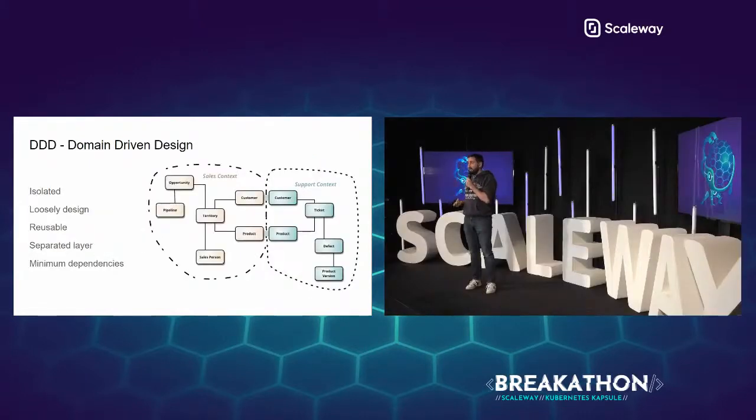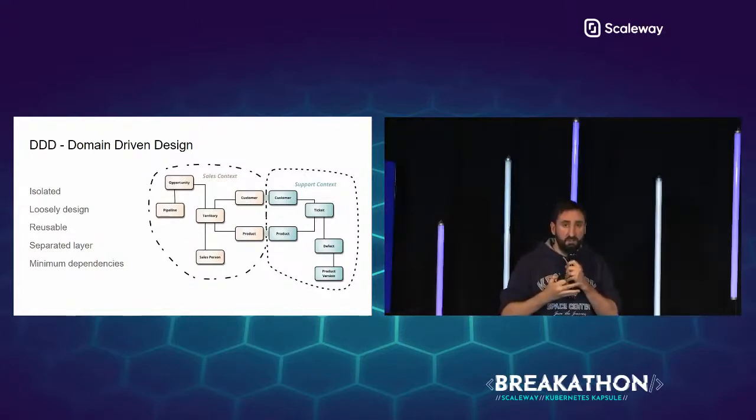The best way to do that is to use DDD, domain-driven design. So why use DDD? DDD enables you to have different bounded contexts. So you will have, for example, a sales context and a support context which will be evolving independently of each other, and you will have a shared model which will act as the bridge between the different contexts. The contexts will be isolated, loosely coupled, and of course reusable.